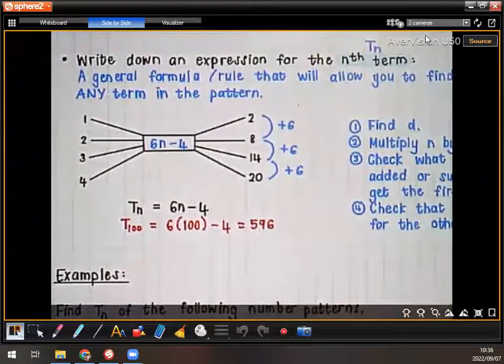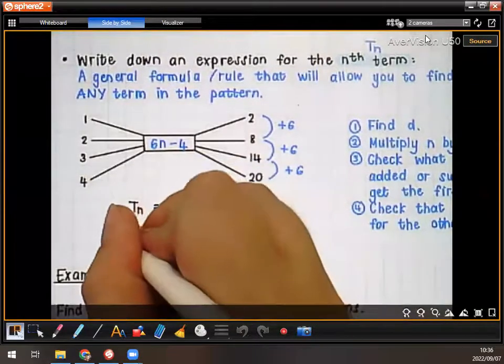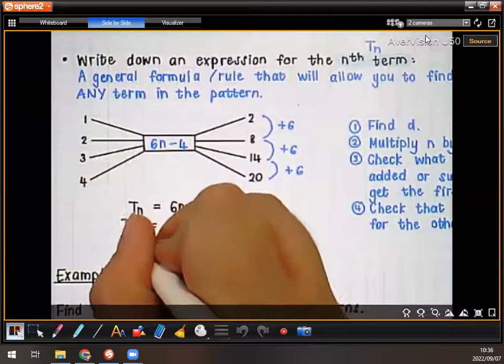Guys, look how quick that is, instead of adding 600 times. You can get your formula or your rule and then use that to calculate what the term is. Let's do the same thing for term 250.